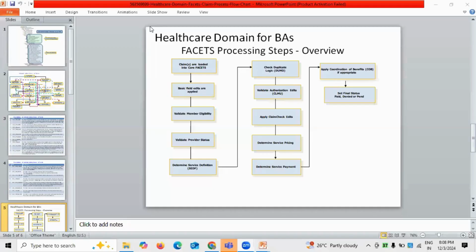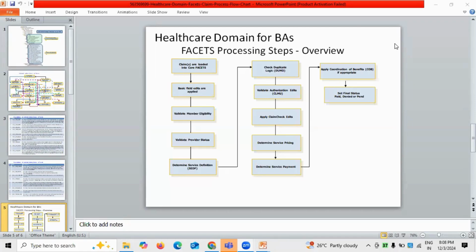Any job description had this, that the candidate must know Facets. Facets configuration analyst, Facets business analyst. That's how most of the projects are. Most of the requirements are. That's how it is.